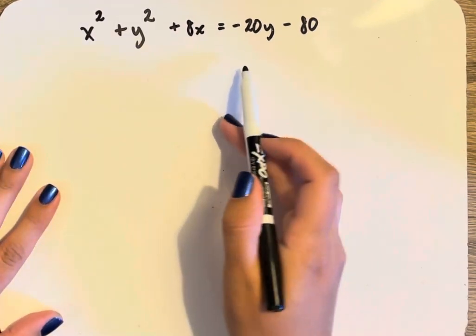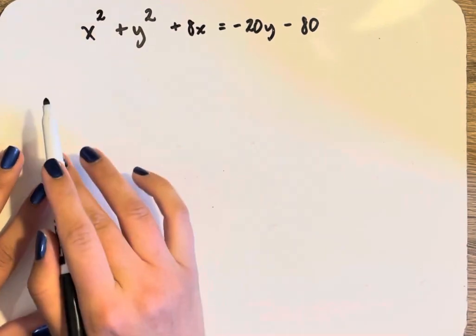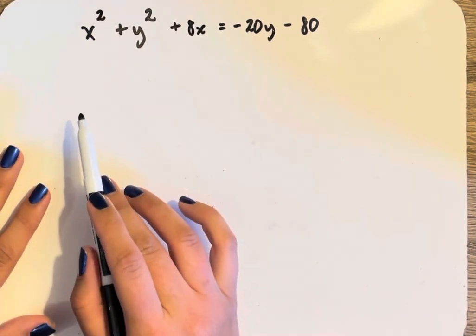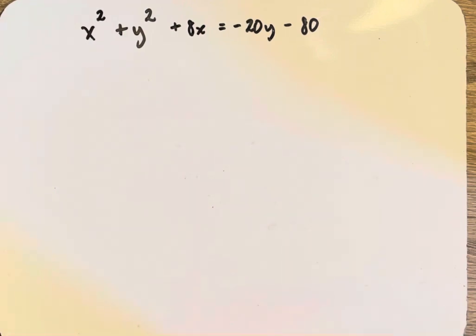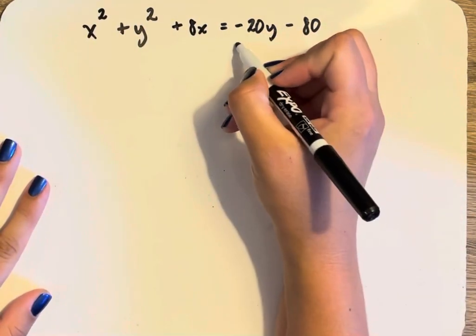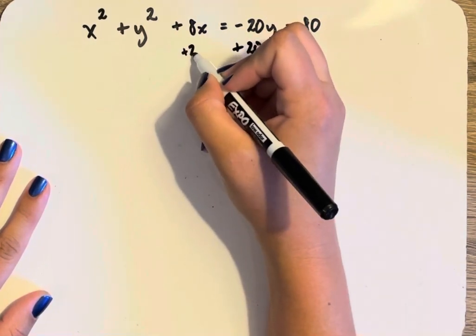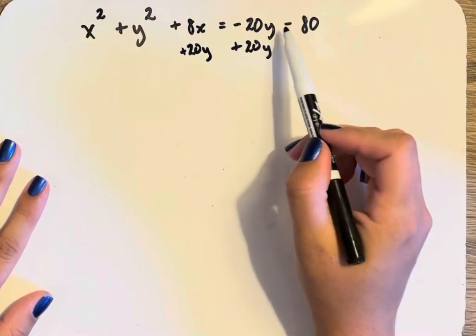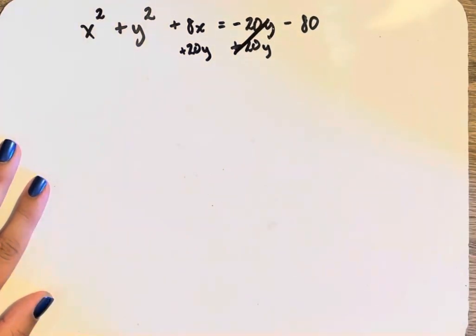So first of all, I need to move any variables over to the left side, and I want to put these in order with x squared, then x to the first, then y squared, then y to the first. So first I'm going to add 20y on both sides because I want to have only this constant on the right side. So this will cancel out here.